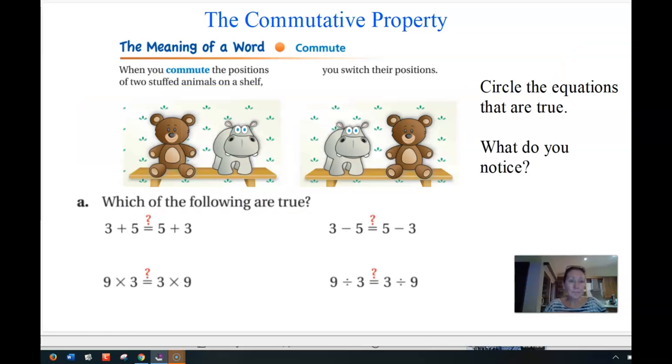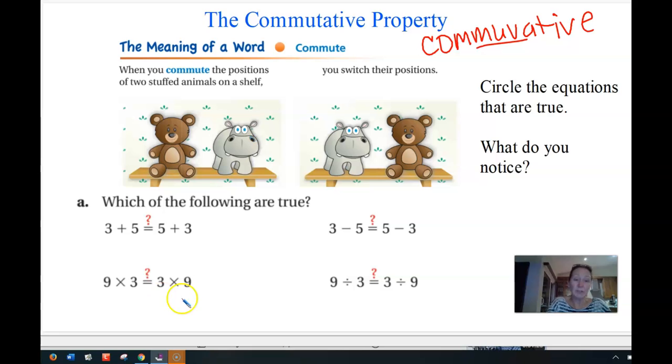Okay, here we go. So this is in your practice journal, except you don't have the pictures of the little stuffed animals on the shelf. But I want you to see that we're looking up the meaning of the word commute. And when you commute the positions of 2 stuffed animals on a shelf, you switch their positions. But I want you to know that the way I say this property is I call it the commutative property, because I want you to think about things moving, and it's the little animals that change places.